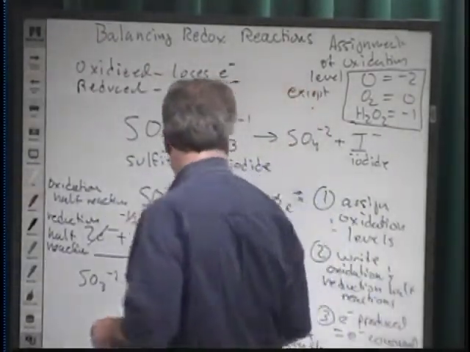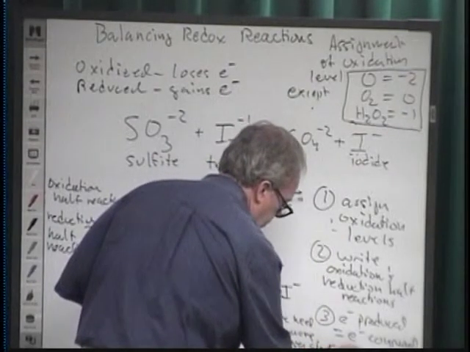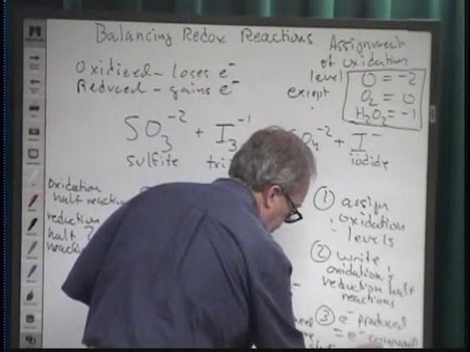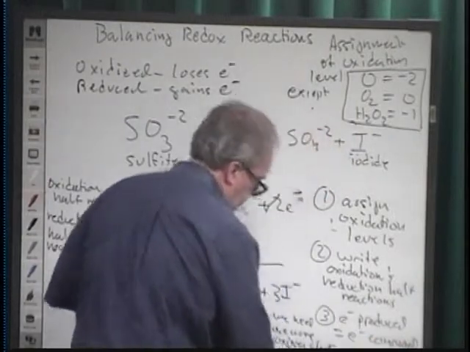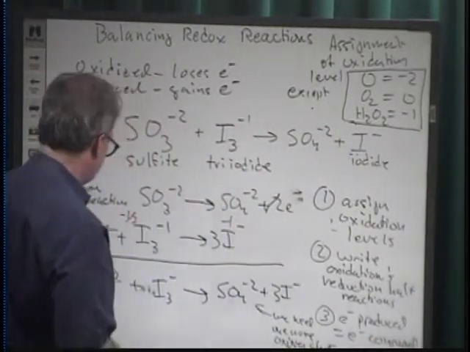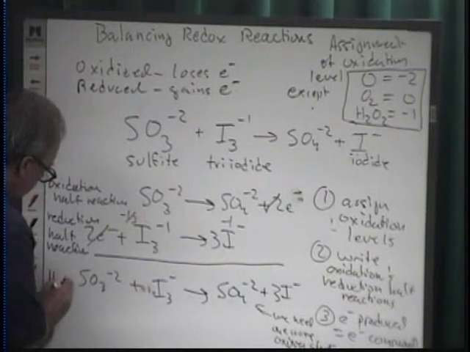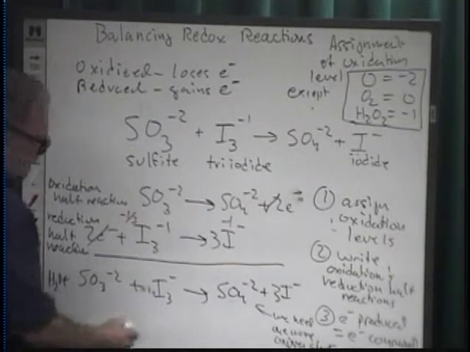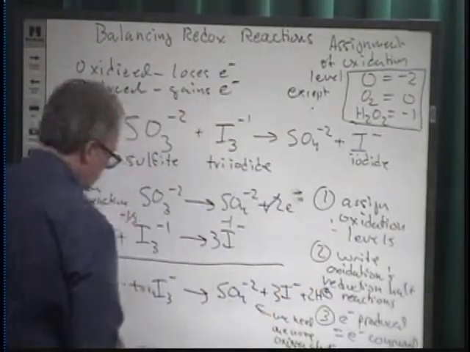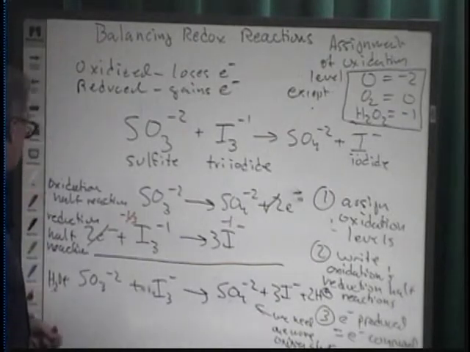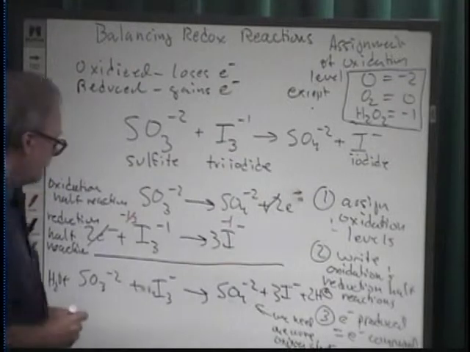So as step 4, you can add water, hydrogens, or hydroxides to balance atoms. Okay, so in this case, you would add 1 water molecule, and that would produce 2 free hydrogens, like that. And then you should go back and count all of your atoms on both sides.